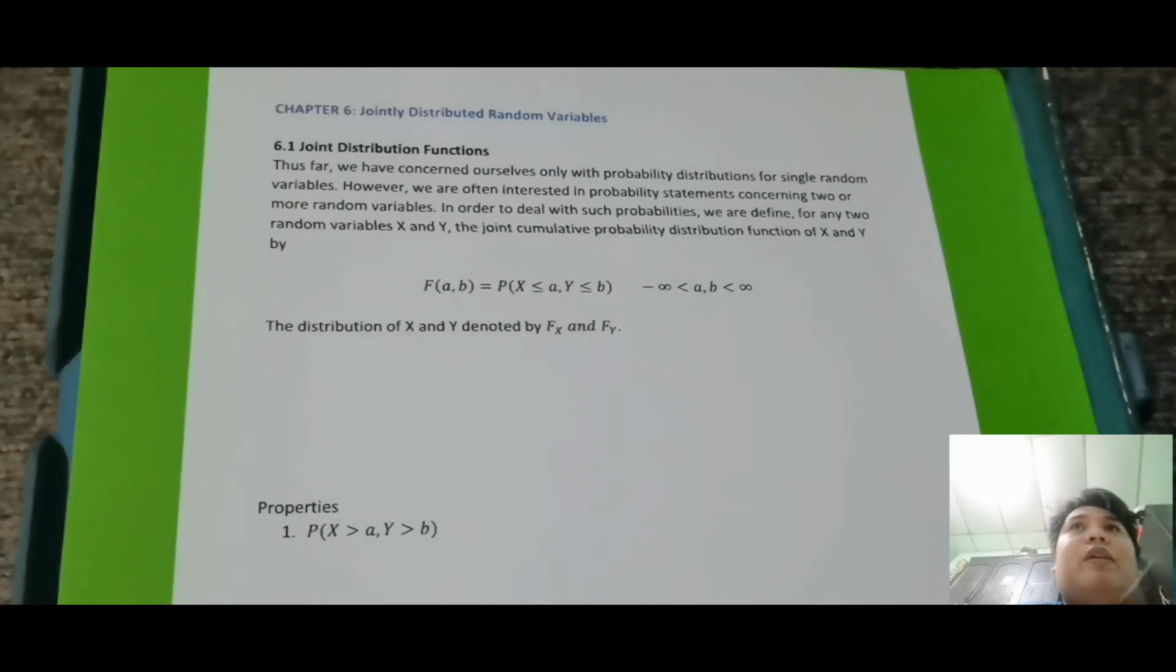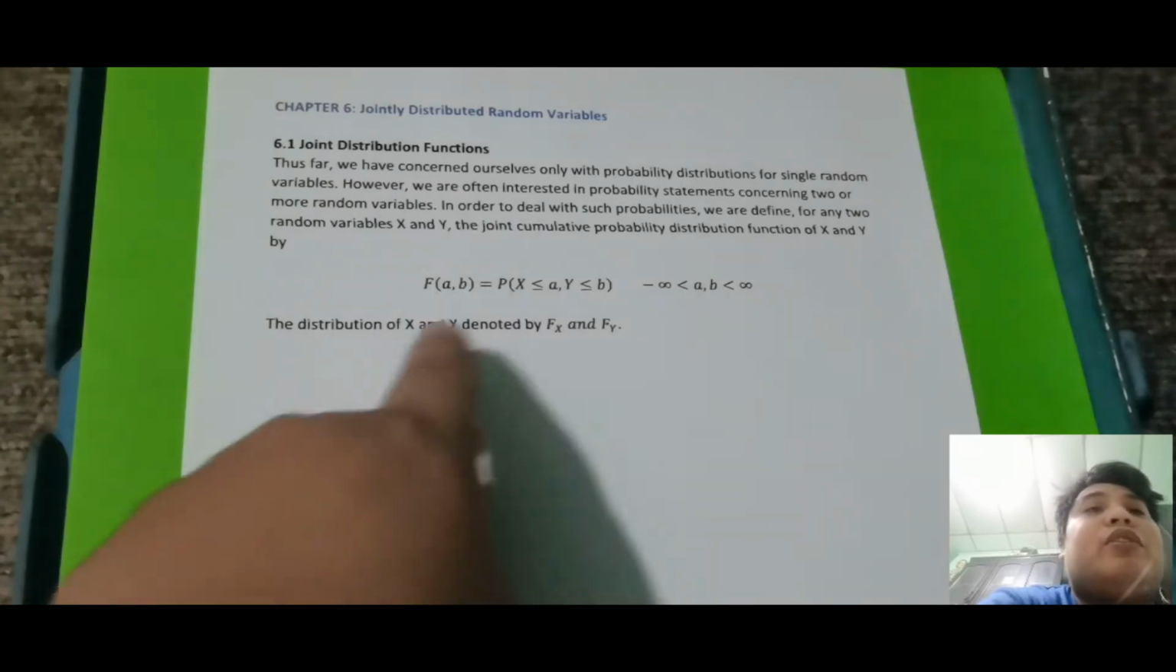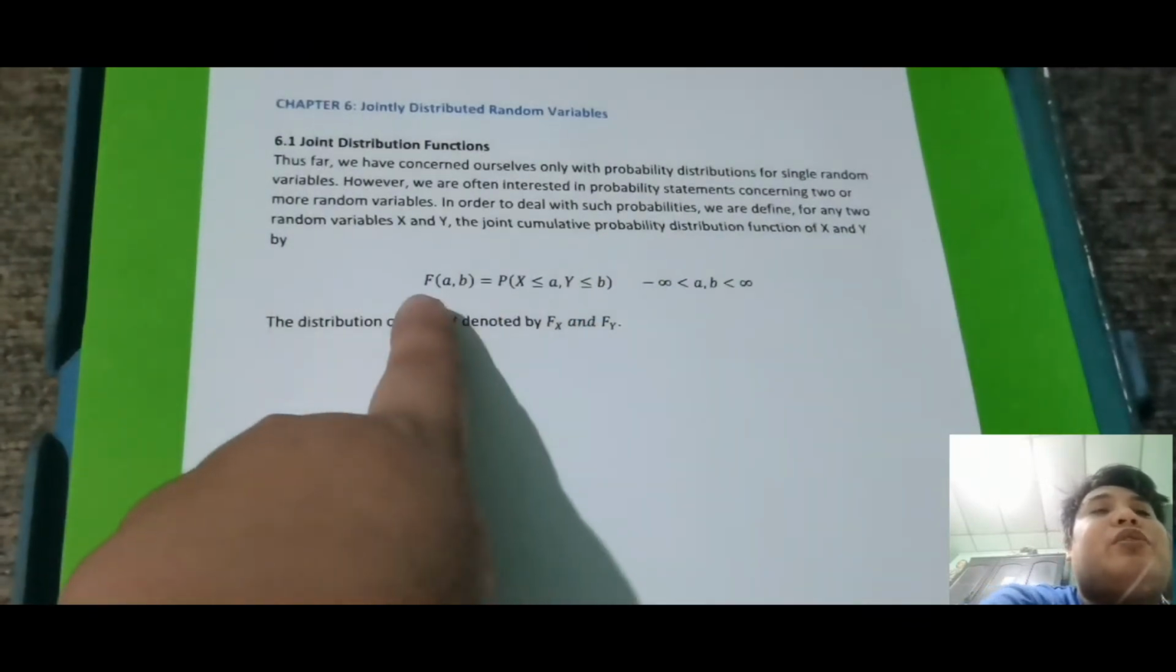However, we are often interested in probability statements concerning two or more random variables. So ngayon, what if pinag-usapan na natin is dalawang random variable, or 3, for example 4 or more? In order to deal with such probabilities, we define for any two random variables X and Y the joint cumulative probability distribution function of X and Y.